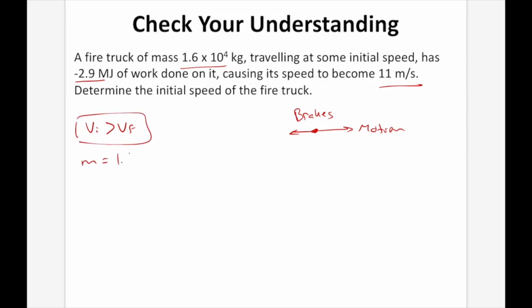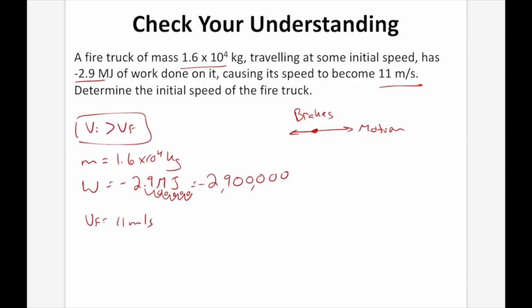We know our mass is 1.6 times 10 to the 4 kilograms. We know that the work is negative 2.9 megajoules, which is going to equal to, we're going to move our decimal over to the right 6 times. So 1, 2, 3, 4, 5, 6. Fill in our zeros, and we're left with negative 2900000. We know VF is 11 meters per second, and VI is the question.